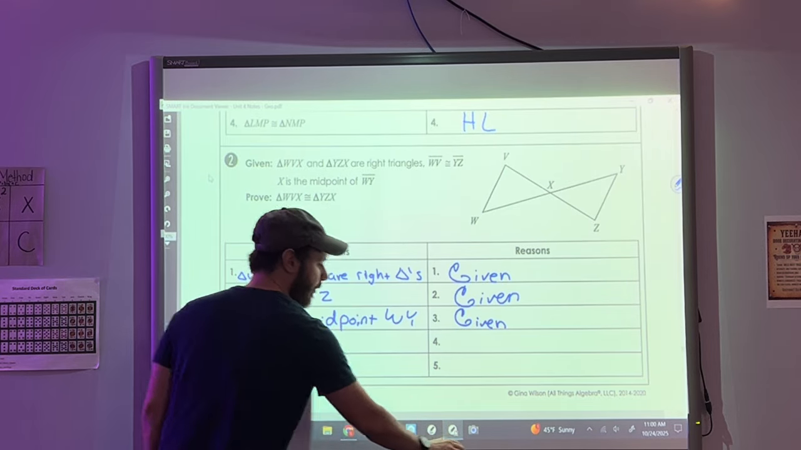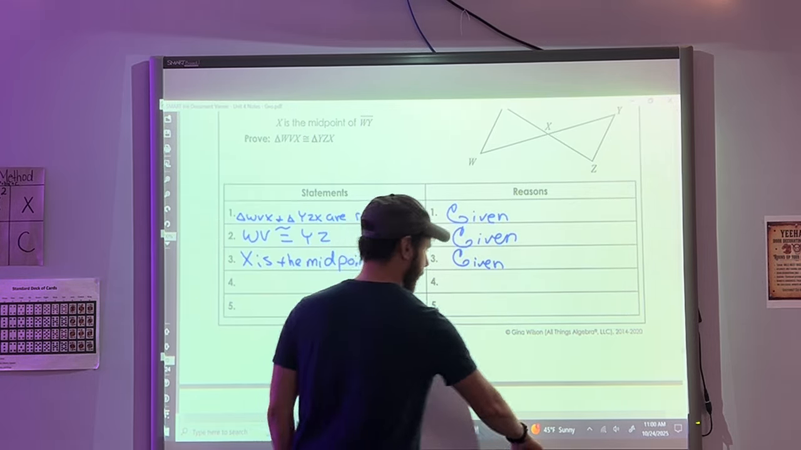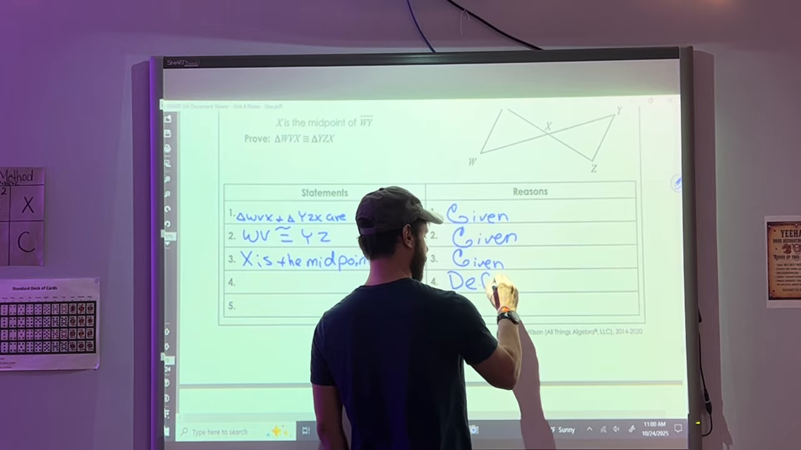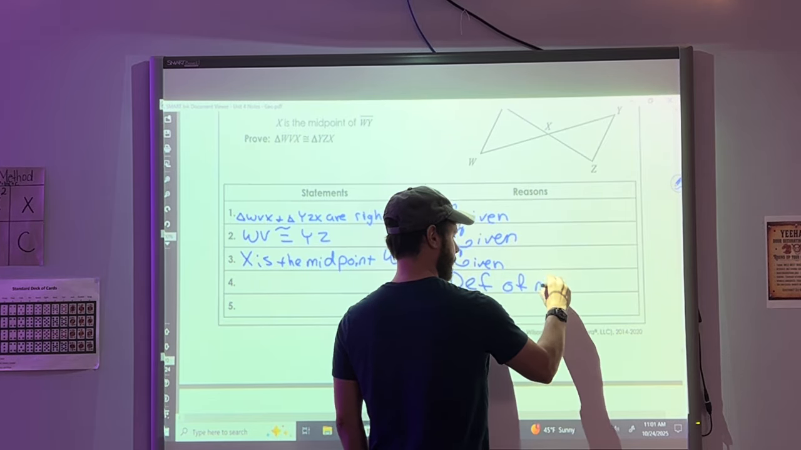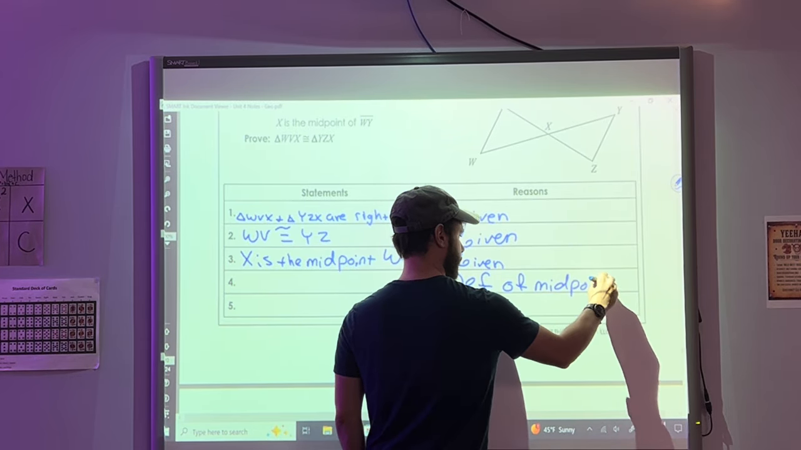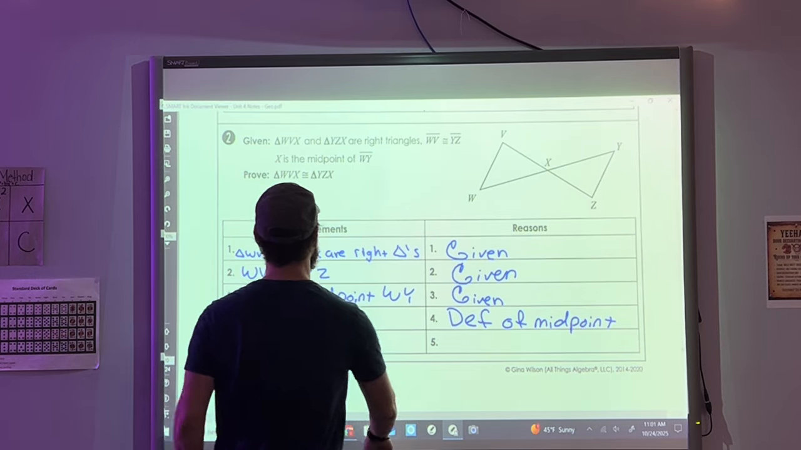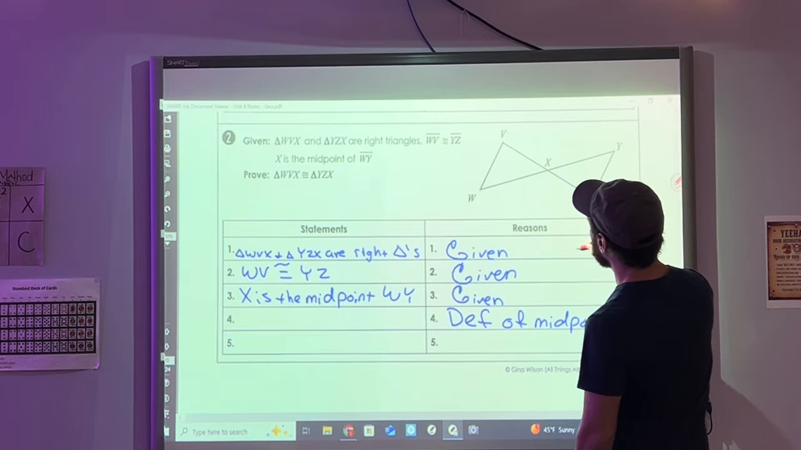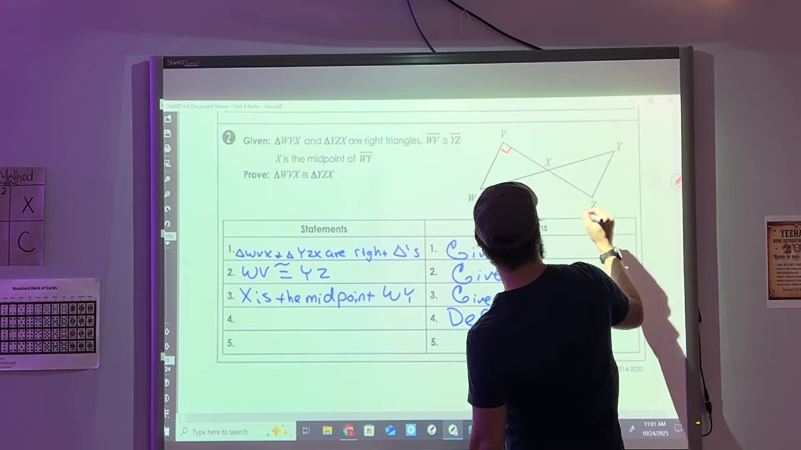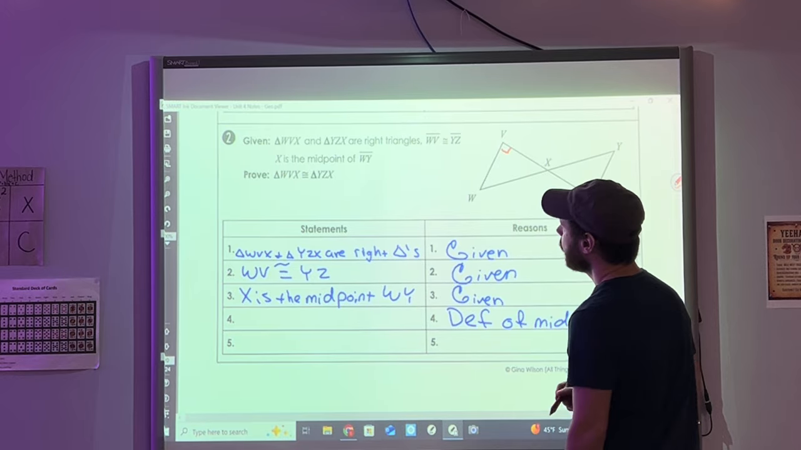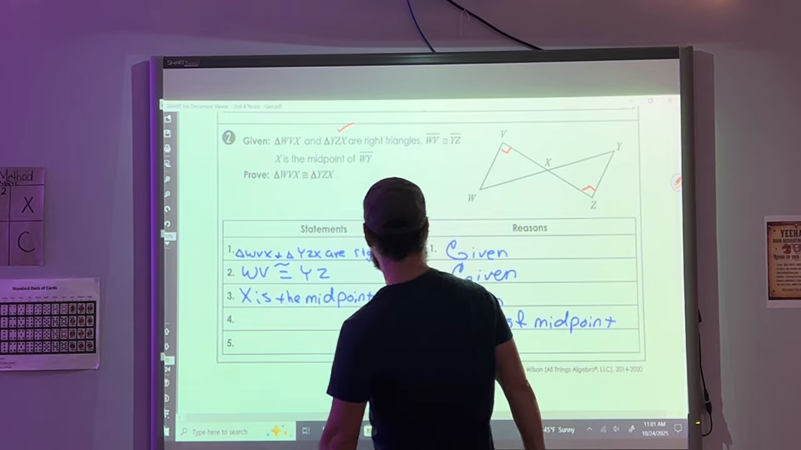I see the word midpoint. I'm going to use definition of midpoint. That hasn't changed. It will never change. It will always be there. The question is what I'm going to write for my statement, though, and I'll figure that out in a second. It says that these things are right triangles. So I'll put a box there, and I'll put a box there. And that's that piece labeled.